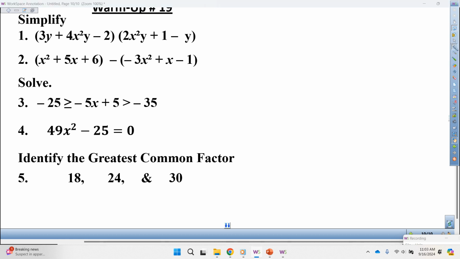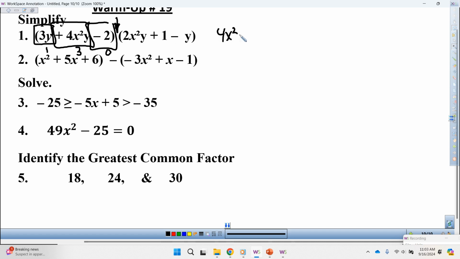All right, so for number 1, look up. Do you see any addition or subtraction here? No, so we're going to multiply. However, in order for me to multiply, I like to make sure that this is in standard form. That means from highest degree to lowest degree. So what is the degree of this term? 1. About this term? 3. About this term? 0. So I need to rewrite it. I'm going to write it as 4x squared y, then plus 3y, then minus 2.